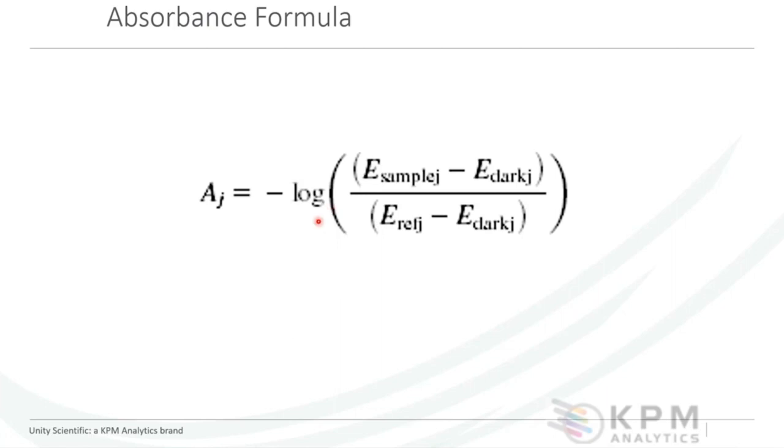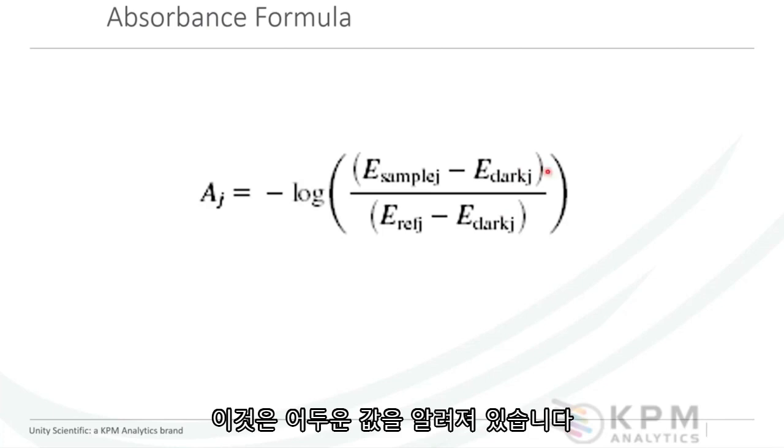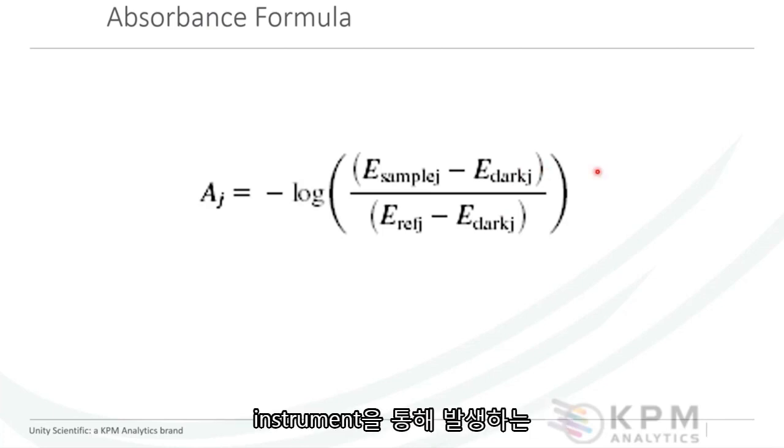So it's the negative log of our sample energy minus the dark energy over our reference energy minus the dark energy. Every time that we are making a measurement in our instrument, one of the things we look at is the background energy that is hitting the detector. This is known as the dark values. So this is just a background signal that is happening through your instrument.